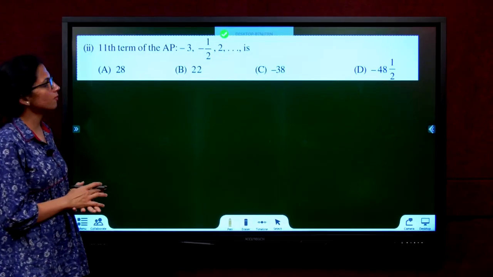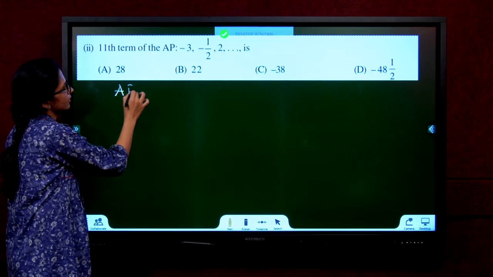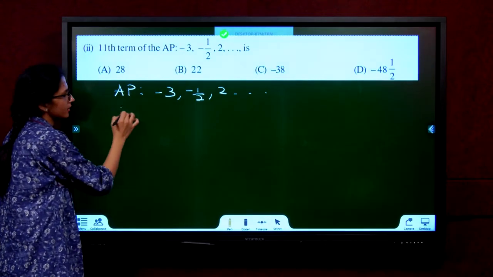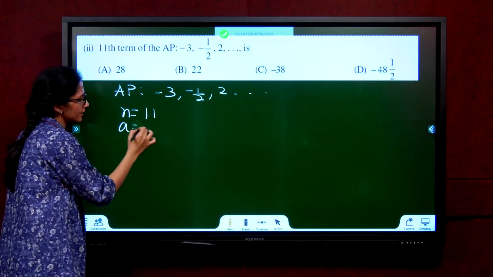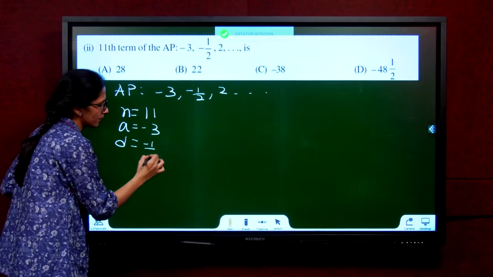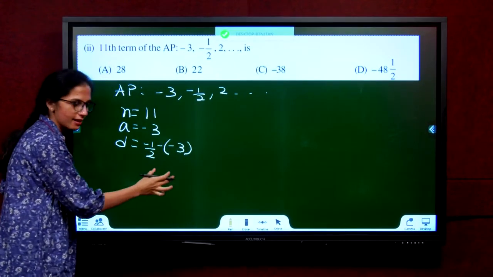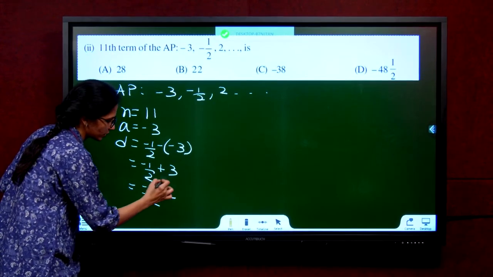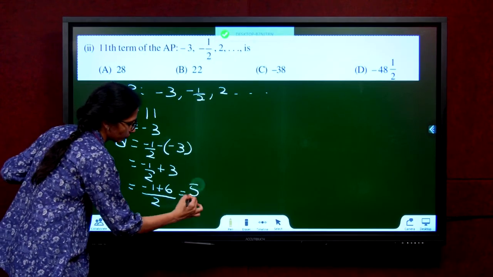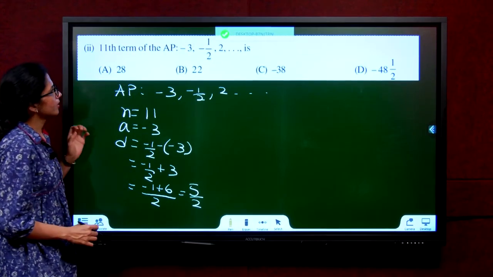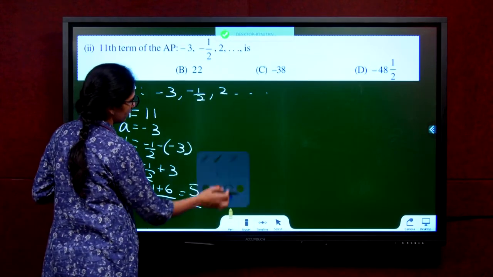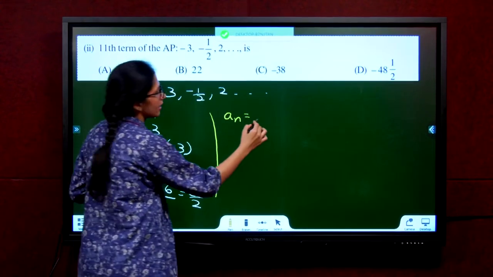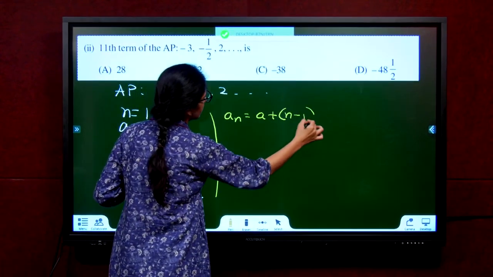Next one, 11th term of the AP. AP given is minus 3, minus 1 by 2, 2 and so on. 11th term, N is 11, A is minus 3, D is minus 1 by 2 minus of minus 3, A2 minus A1. Minus 1 by 2 plus 3, LCM is 2, minus 1 plus 6, 5 by 2. Calculate correctly. Now 11th term, so apply the formula. Which one? AN formula. AN formula is given as A plus N minus 1 into D.